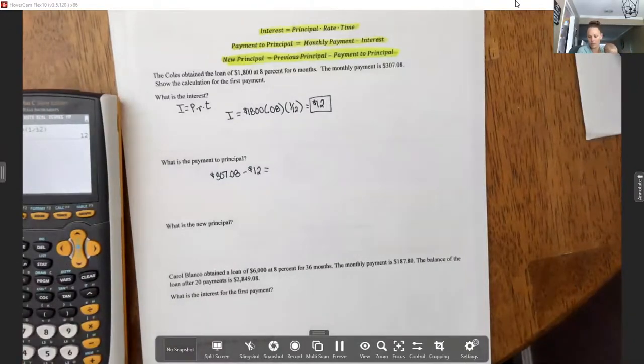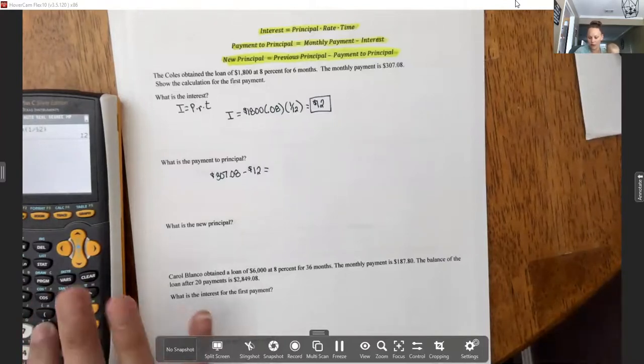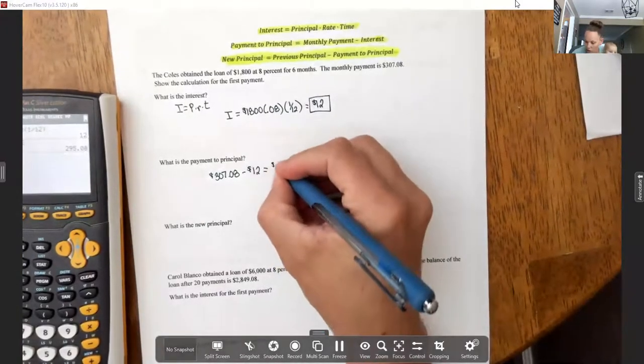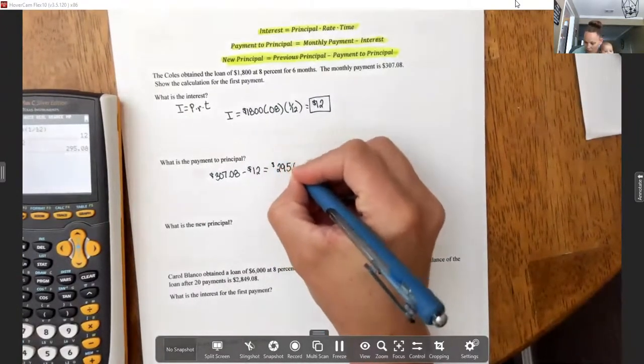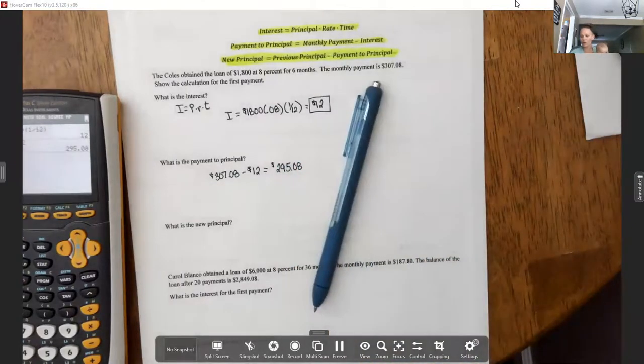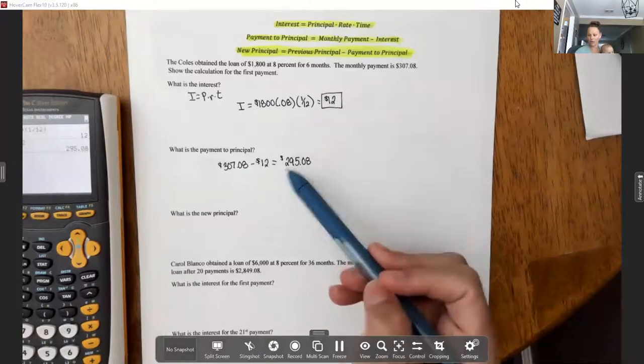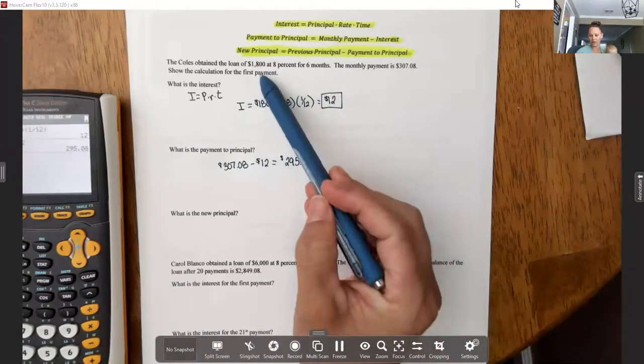Hold on, we're almost done, baby girl. So 307.08 minus 12 is 295.08. So you paid the bank $307.08. They kept $12. They put this towards the $1,800 that you owe.